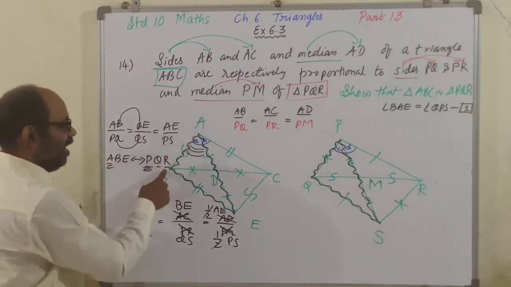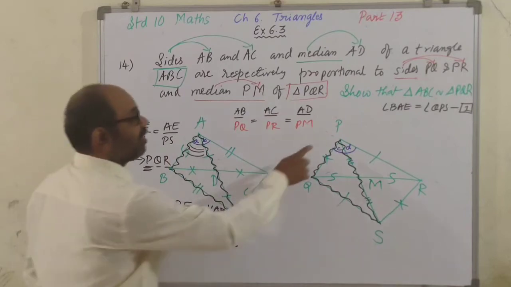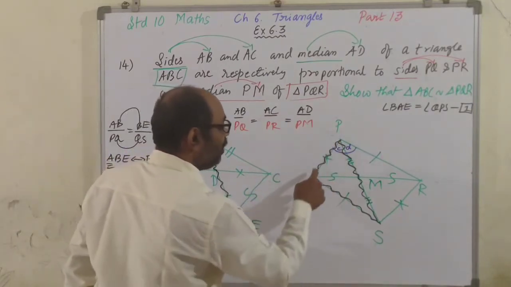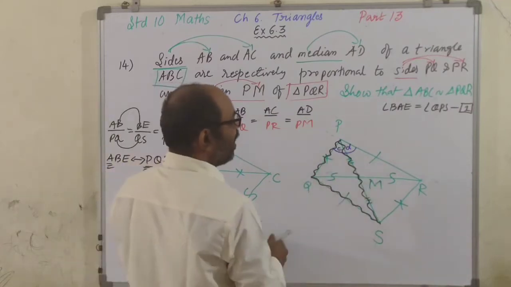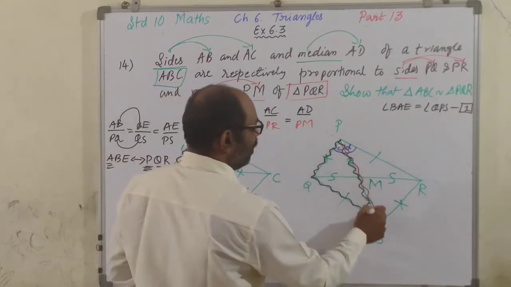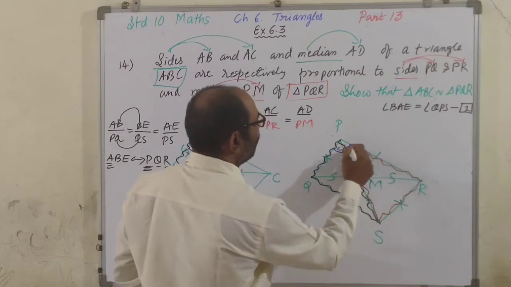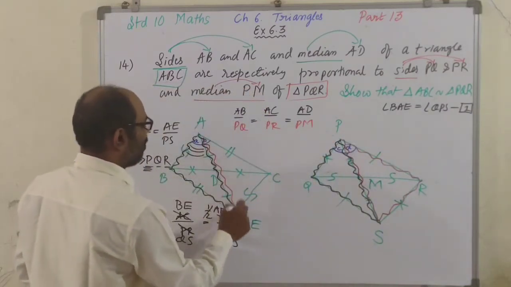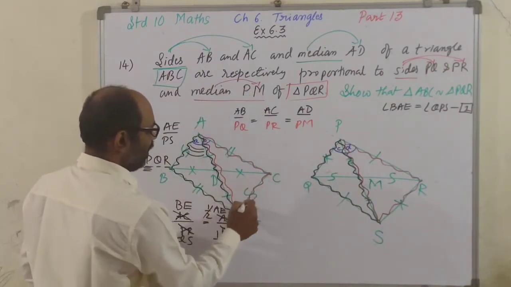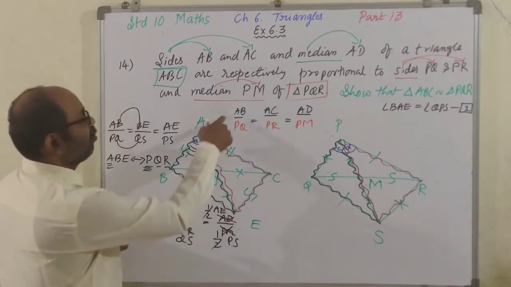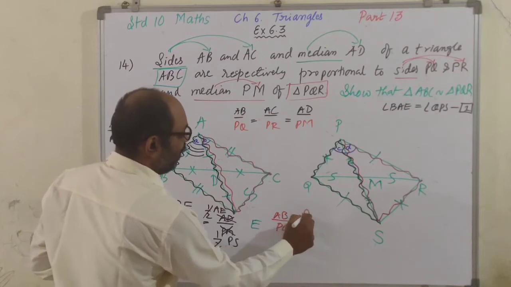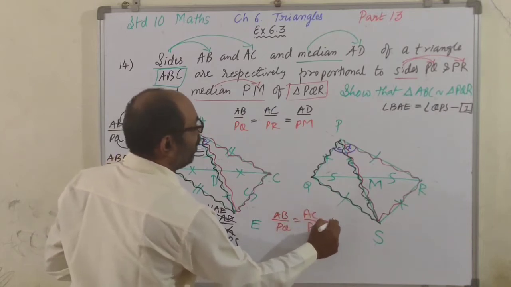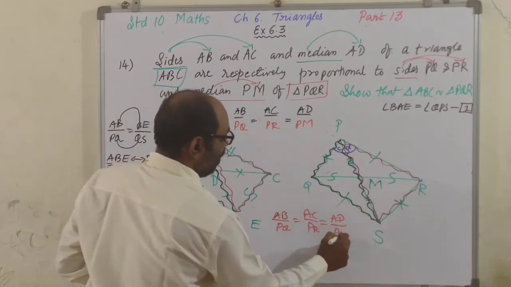you created triangle ABE, and triangle PQS, and in the same way you can create this triangle. Now you can make this triangle. What will you have to do for it? We have the original: AB upon PQ is equal to AC upon PR is equal to AD upon PM.